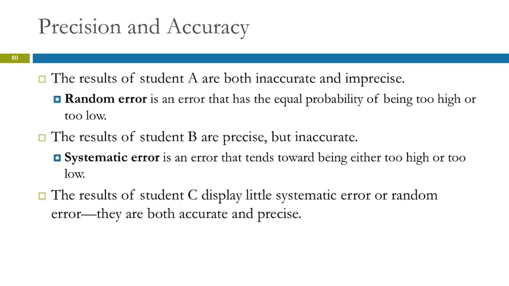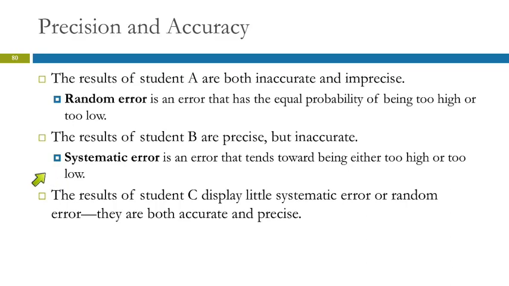So student A was inaccurate and imprecise. Where does that imprecision come from? Why is it all over the place? Well, often that's from random errors. There are two kinds of error: random error and systematic error. Random error is random. It might make our result too high. It might make our result too low. When you average a bunch of measurements, the random error generally goes away because the high and the low ones cancel each other out.